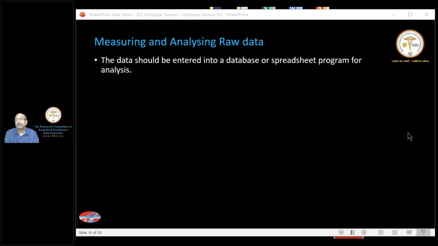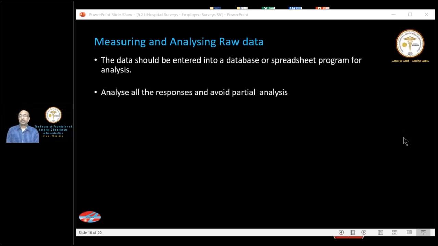Next, the data should be entered into a database or a spreadsheet program. Like I said earlier, if you're using an automated method or an app or a Google form or some similar format, then the data is very easy to compile. In fact, these softwares will compile the data for you. You don't have to do it. But if it's a paper form, then we need to summarize it in a spreadsheet like Excel or in a database. Then this database will help us calculate the summaries and the responses that we need to find out.